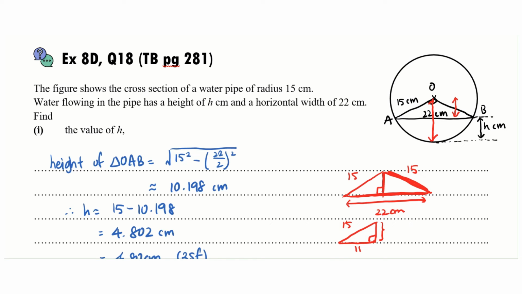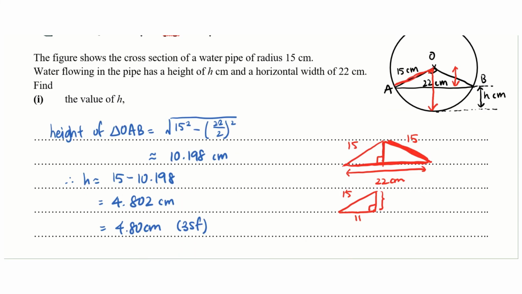So now that we have the height already, the entire radius over here is 15 cm, although it may not look like it very much in this diagram because it is hand drawn after all. So we take 15 cm minus away the height of triangle OAB, and we will then be able to get our final answer to be 4.80 cm.